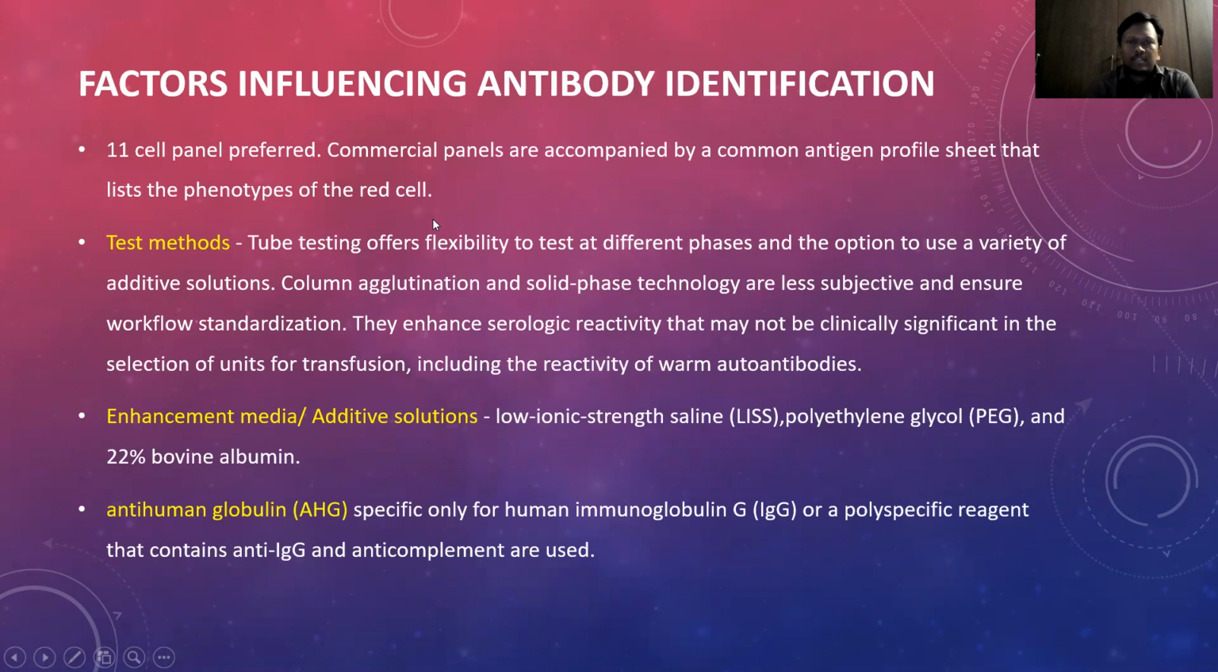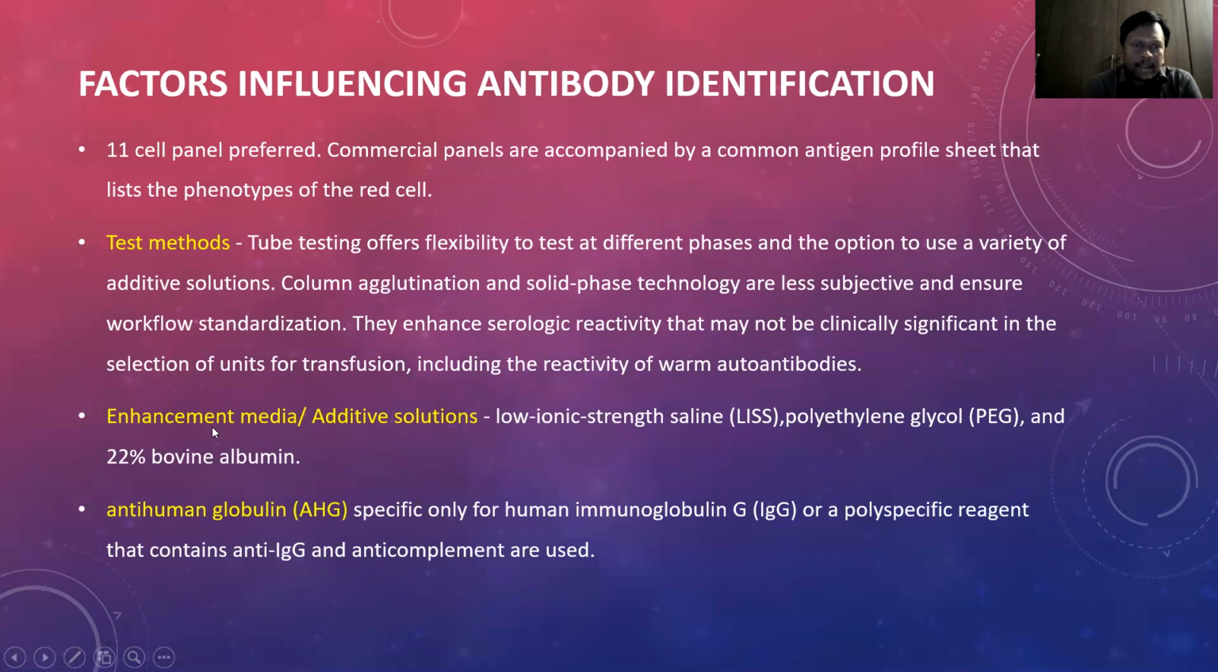It offers the most flexibility to test at different phases in antibody identification and the option to use a variety of additive solutions. Modern techniques like column agglutination technology and solid phase technology are less subjective, and they have better workflow standardization. Tube methods enhance serological reactivity that may not be clinically significant in selection of units. That is one of the disadvantages compared to CAT techniques, including the reactivity of warm autoantibodies. So these can interfere when we are finding out antibody identifications.